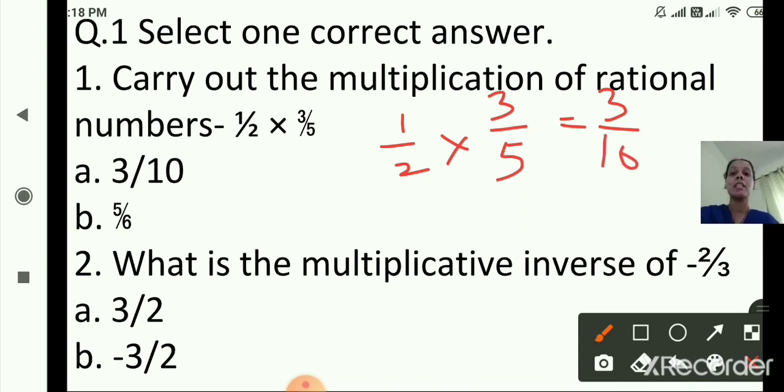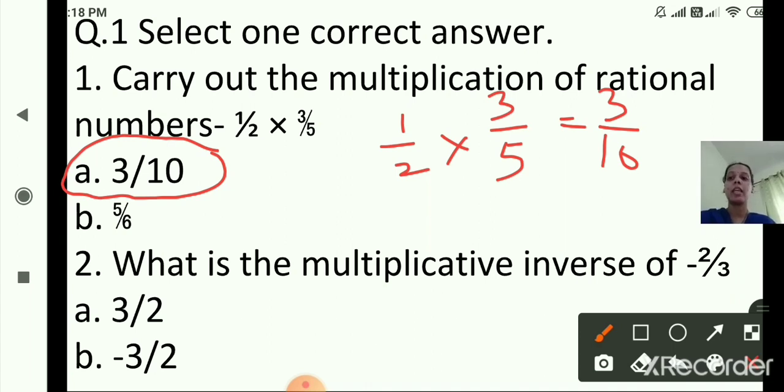So what is the answer? 3 upon 10, and the options are given. The first option is 3 upon 10 and the second option is 5 upon 6. So which is the correct option? That is option A, 3 upon 10. So you will select the correct option, that is A, 3 upon 10. So 1 upon 2 multiplied by 3 upon 5 is 3 upon 10.